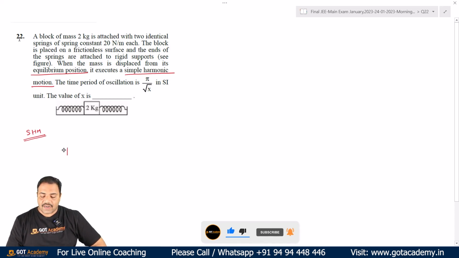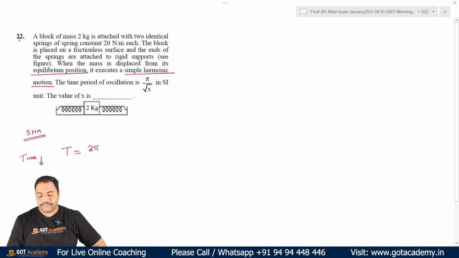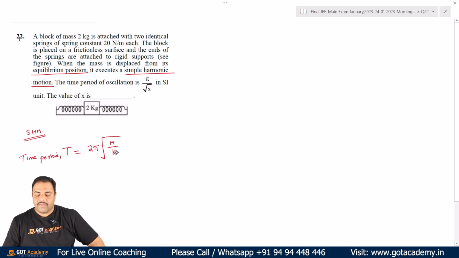So to find out the time period, the formula that we know is that T, capital T stands for time period, T is equal to 2 pi root over m by k. So this is the formula we know. Time period formula we know it. Here K stands for K effective.